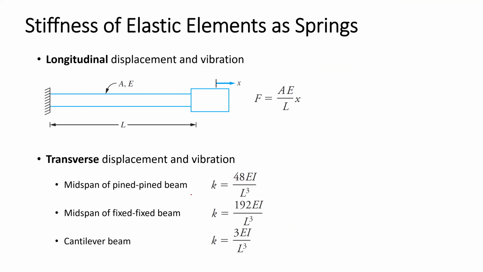Here, when we try to provide the longitudinal force, it's going to create the longitudinal displacement and vibration. How can we obtain Hooke's law for the longitudinal vibration or the longitudinal spring?